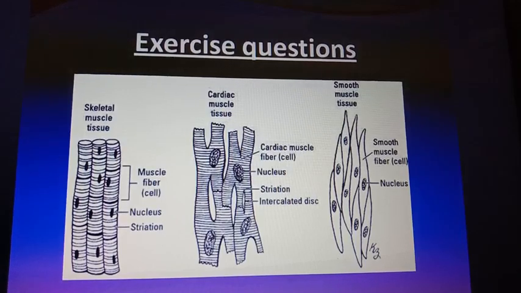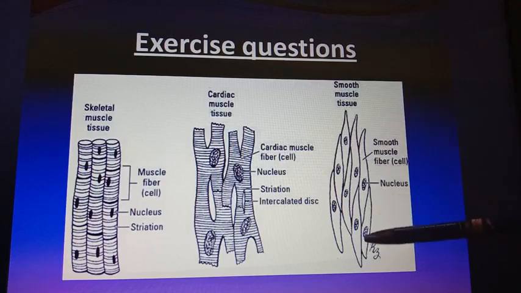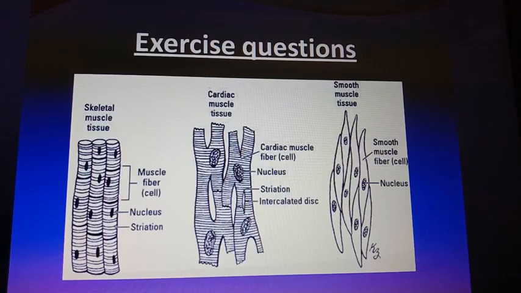Now next is smooth muscle tissue. It is spindle shaped, that is, you can see here these are tapering at their ends, that is, they are narrowing at their ends. Uninucleated, that means containing a central nucleus, and no striations are present in this muscle tissue. That's why it is known as non-striated muscle fibers.